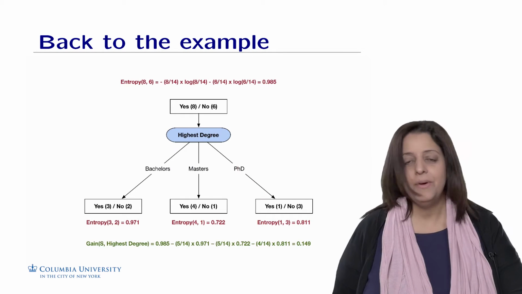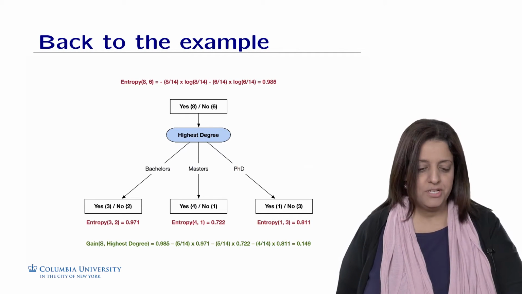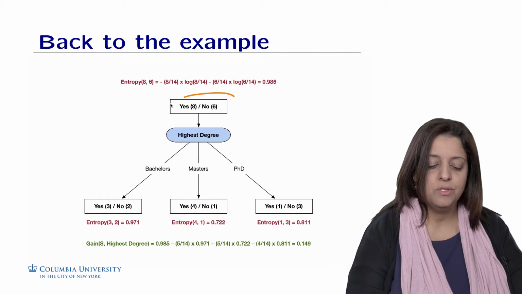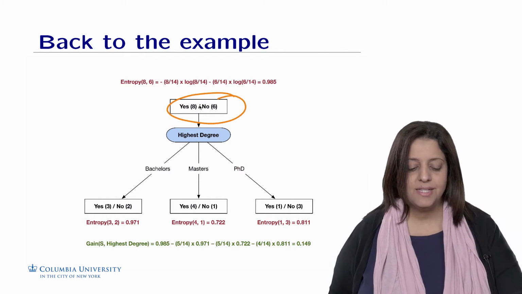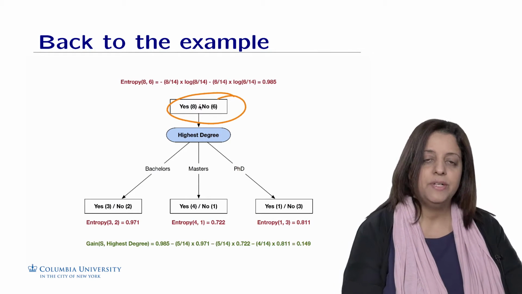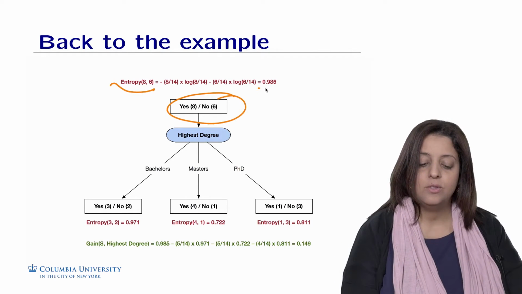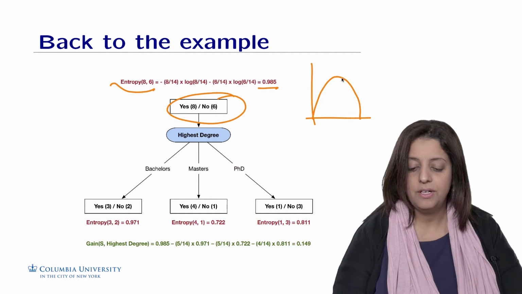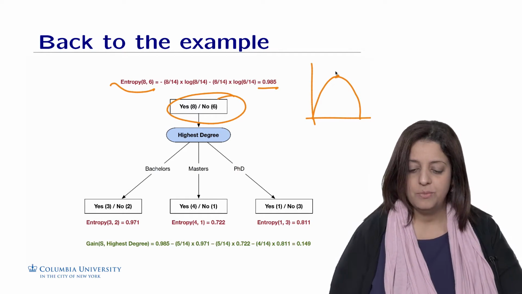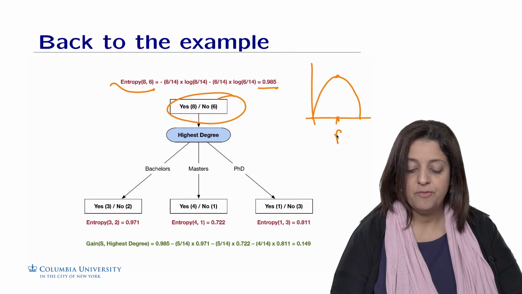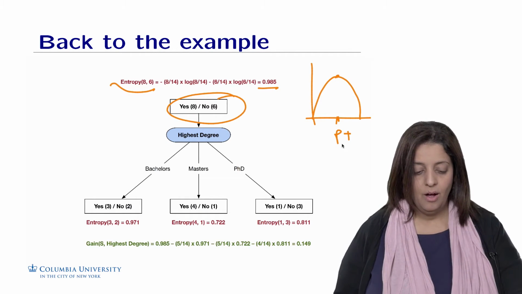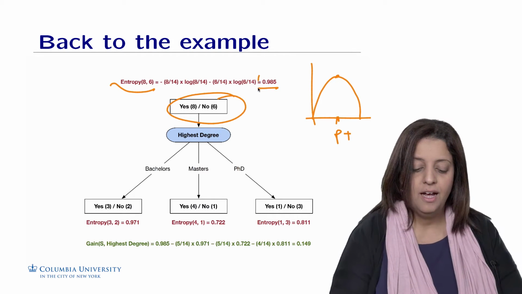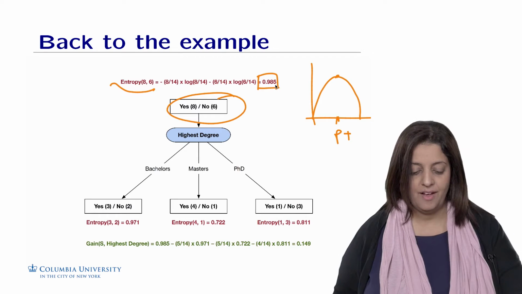So let's now get back to our example and apply the principle of information gain and entropy on our data set. Initially, we start with a root that has 8 positive and 6 negative examples. The corresponding entropy for 8 and 6 is 0.985, which is very close to the top of the entropy scale. Why? Because the proportion of positive examples is almost equal to the proportion of negative examples. So the entropy at the root level is 0.985.